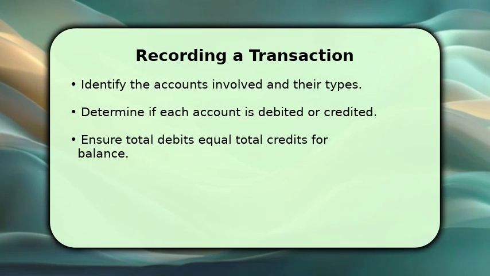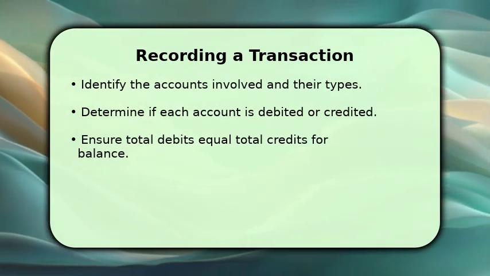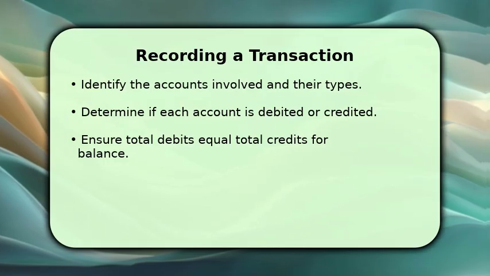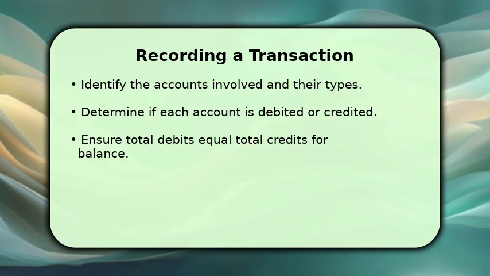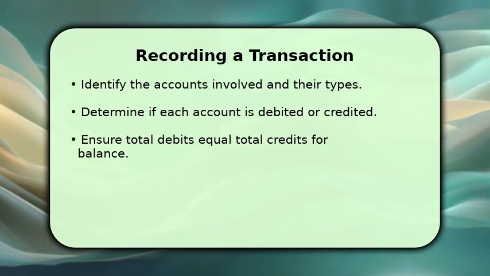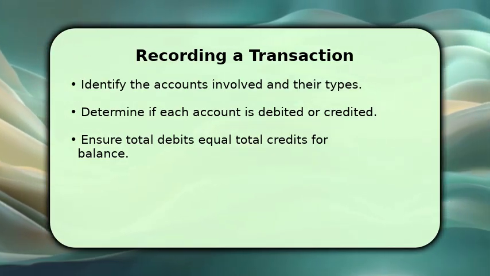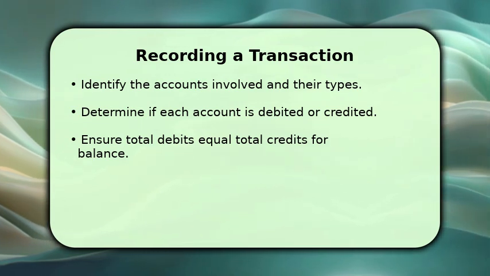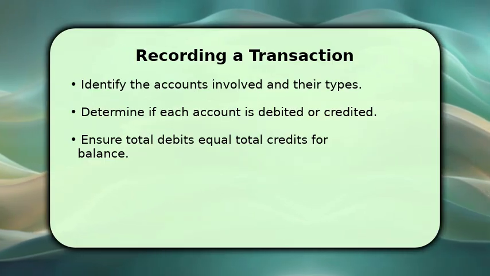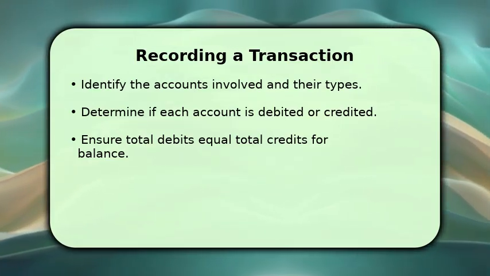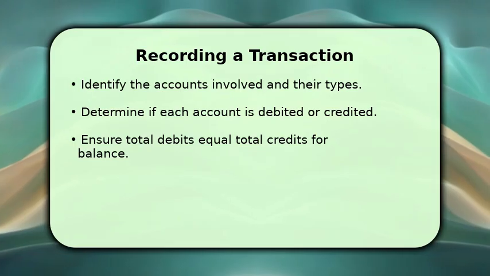When recording a transaction, first identify the accounts involved, such as cash or sales revenue. Next, determine if each account should be debited or credited based on the transaction type. For example, if you received $500 in cash for a sale, you would debit cash for $500 and credit sales revenue for $500. Always ensure your debits equal your credits.